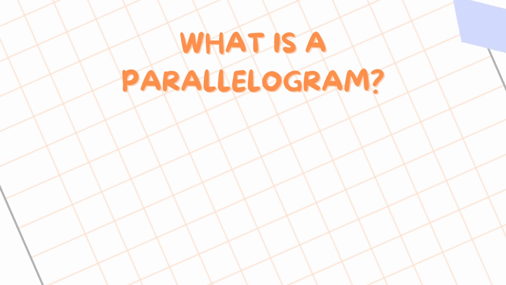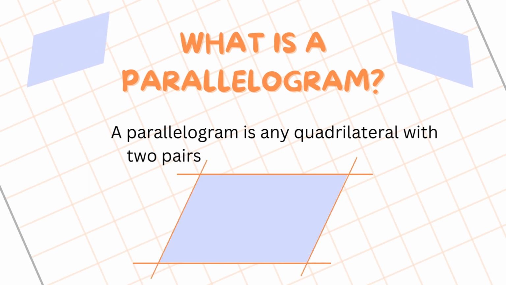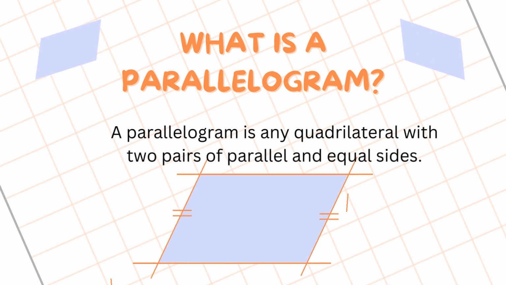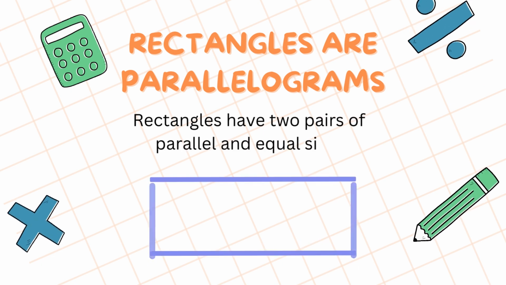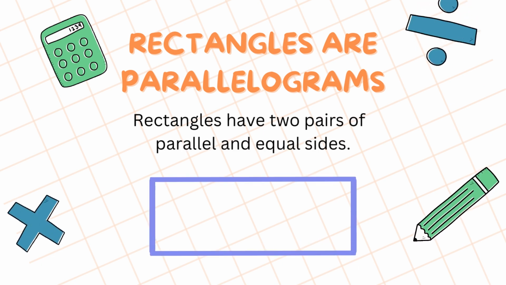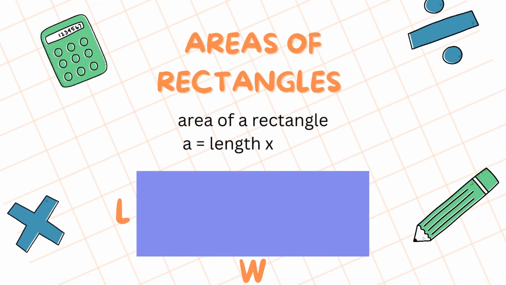Let's start by remembering what we know about parallelograms. First, a parallelogram is any quadrilateral with two pairs of parallel and equal sides. Now let's think about rectangles for a minute. Rectangles are parallelograms too. They also have two pairs of parallel and equal sides. We know that to calculate the area of a rectangle, we multiply the length by the width.